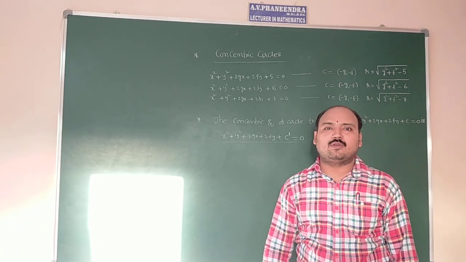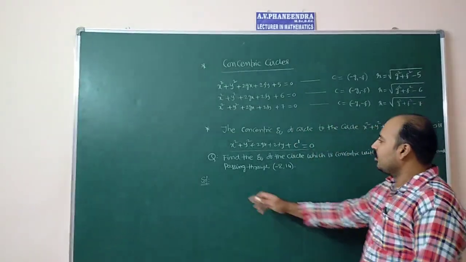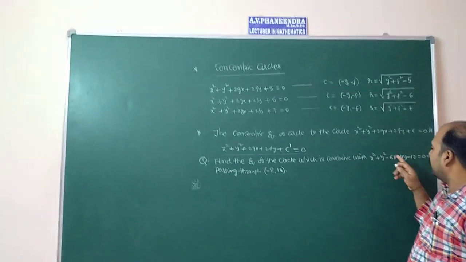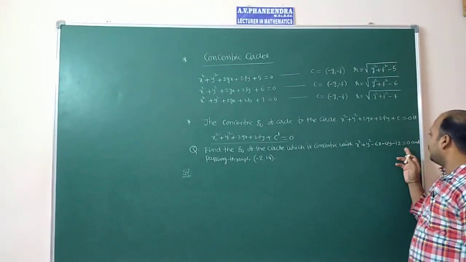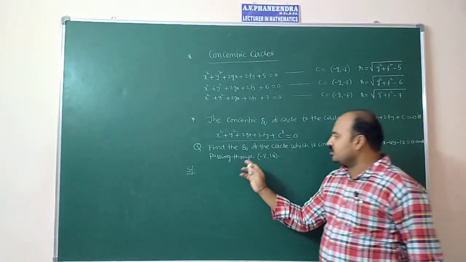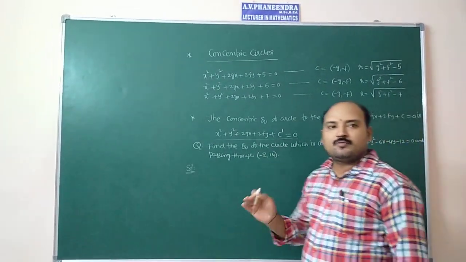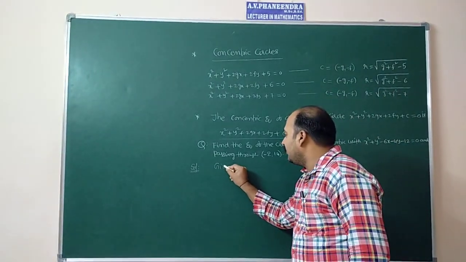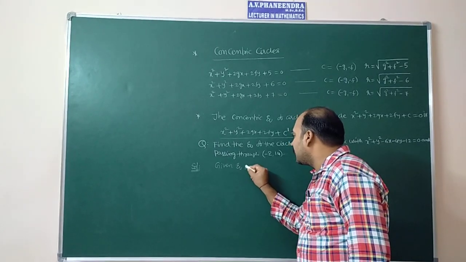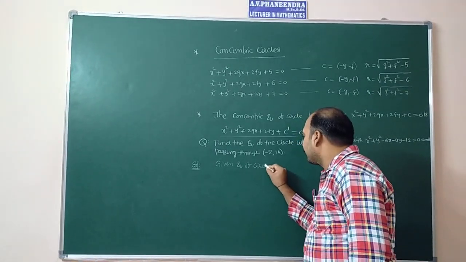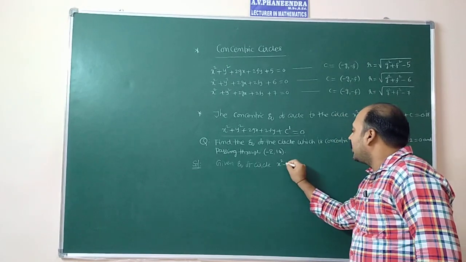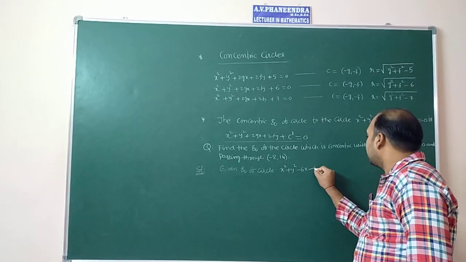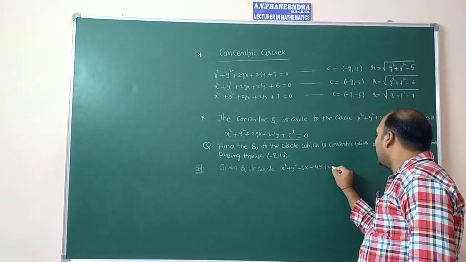I will explain one example. Find the equation of circle which is concentric with x square plus y square minus 6x minus 4y minus 12 equal to 0 and passing through minus 2 comma 14. First, what you have to write? You have to write the given equation of circle: x square plus y square minus 6x minus 4y minus 12 equal to 0.